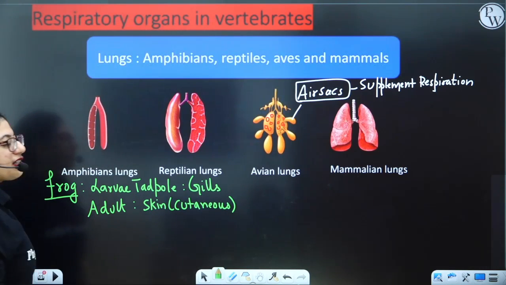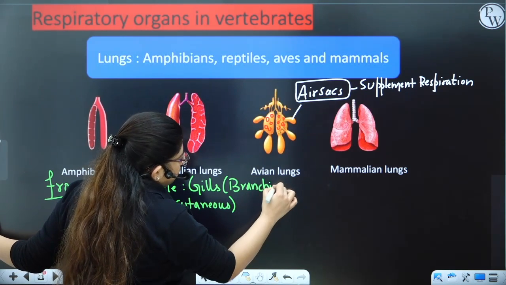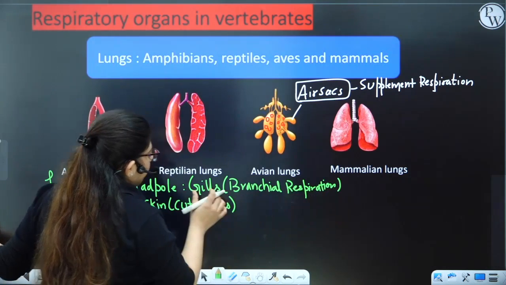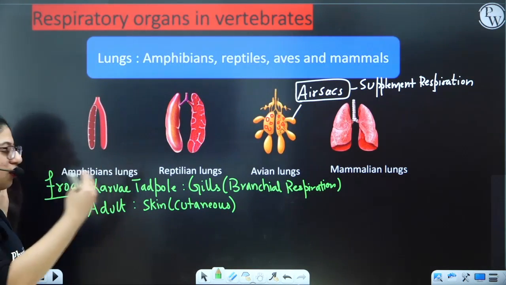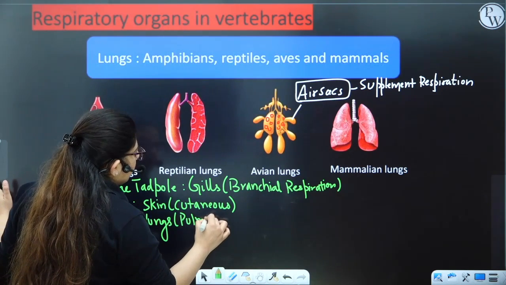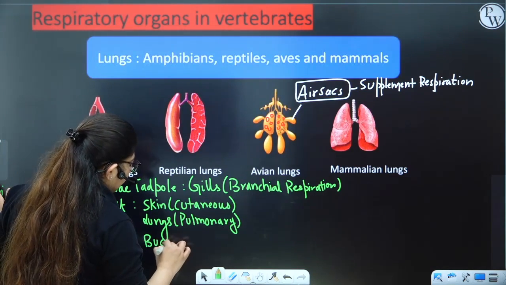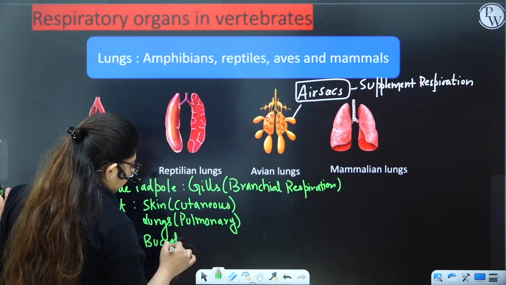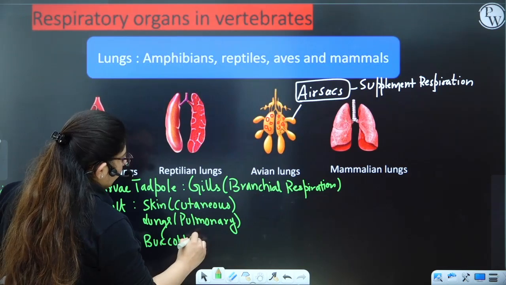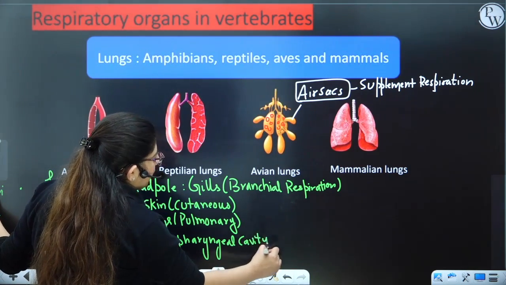The respiration that takes place through gills is bronchial. So wherever the word bronchial respiration comes, straight away think of gills. Wherever the word cutaneous comes, just think of the skin. It can also respire through lungs. So the respiration that takes place through lung is pulmonary. And it can also take place through the buccal cavity, and that is buccopharyngeal cavity. In frog, the buccal cavity and pharynx are fused, so you call it the buccopharyngeal cavity.